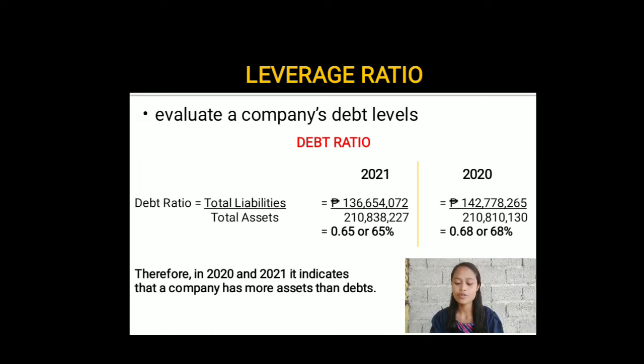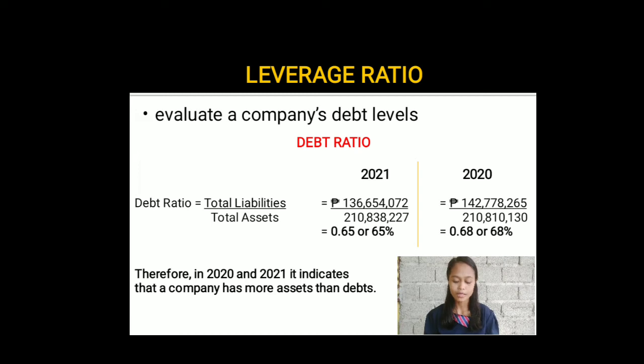And for the year 2021, the total liabilities is 136,654,072 pesos divided by its total assets of 210,838,227 pesos, which is equal to 0.65 or 65%. Therefore, in 2020 and in 2021, it indicates that the company has more assets than debts.